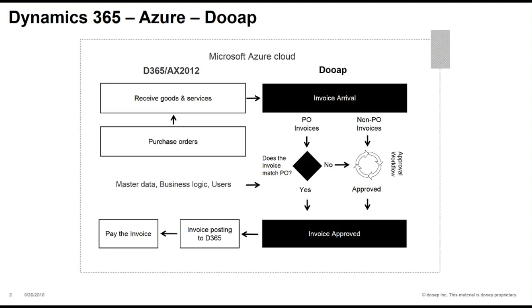We integrate with Dynamics by delivering our integration packets to be installed to your D365 or AX2012. And the integration package has all the services that Dooap needs. We're also connected to your Azure AD, so that the user authentication is the same as to D365. When you're logged in to Dynamics, you're logged in by single sign-on to Dooap also. Same credentials are also used with the mobile app.